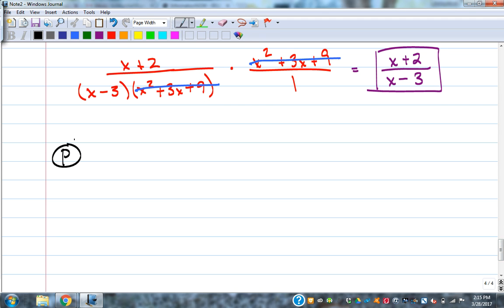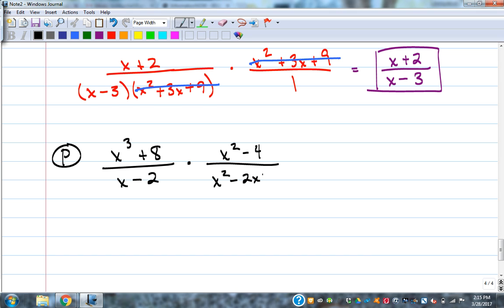This example brought to you by the letter P. X cubed plus 8 over x minus 2, times x squared minus 4 over x squared minus 2x plus 4.